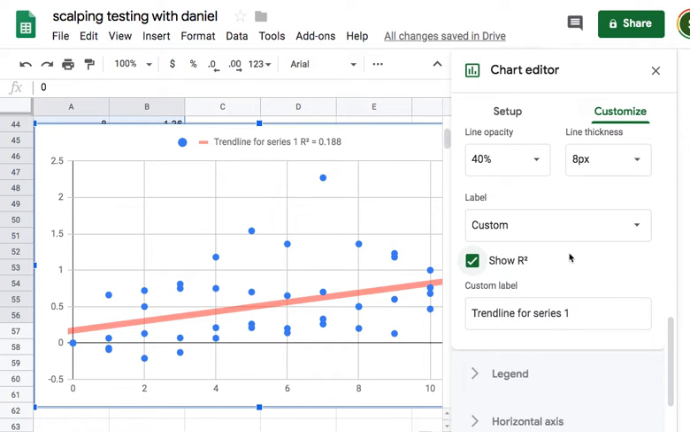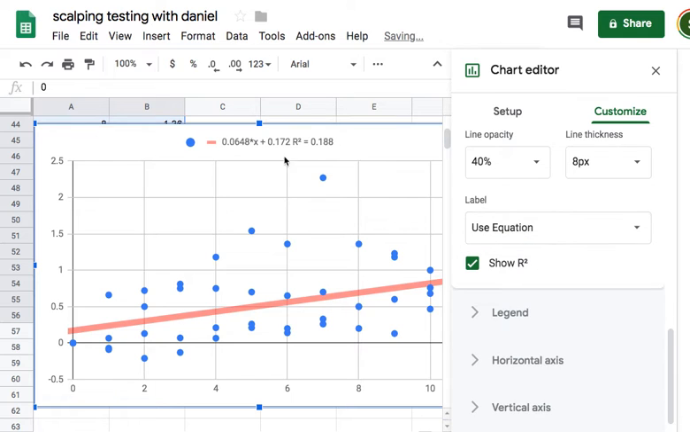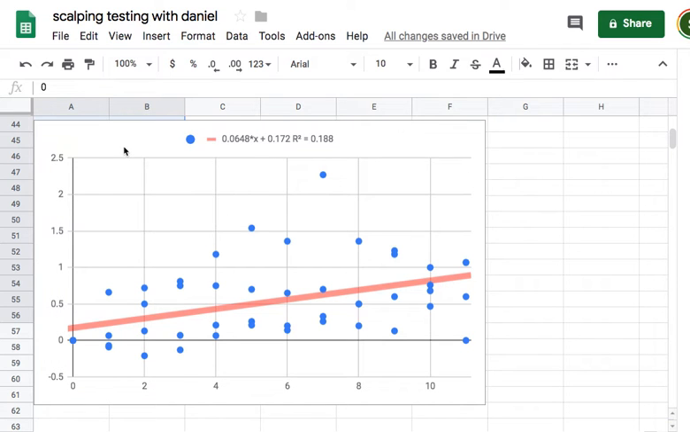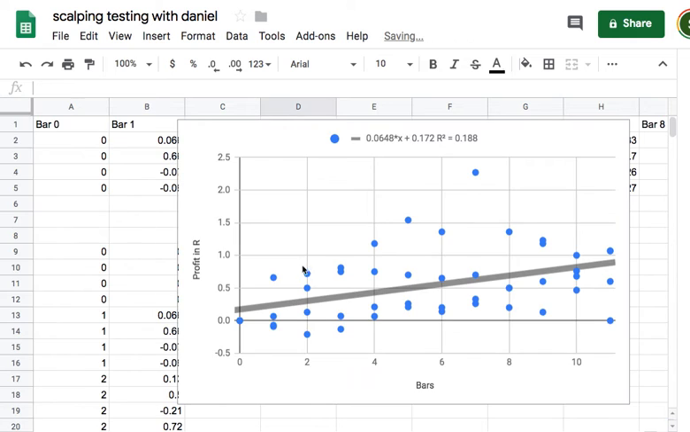and we want to go to where it says label, instead of custom, go use equation. So this gives us our R squared value of 0.188. So this is our scatter plot. I've already done it up here. So this is bars, this is the number of bars, and this is the profit in R.